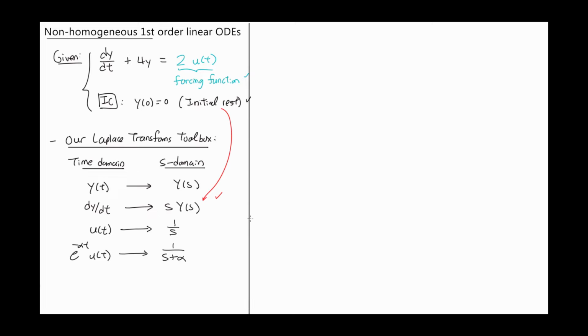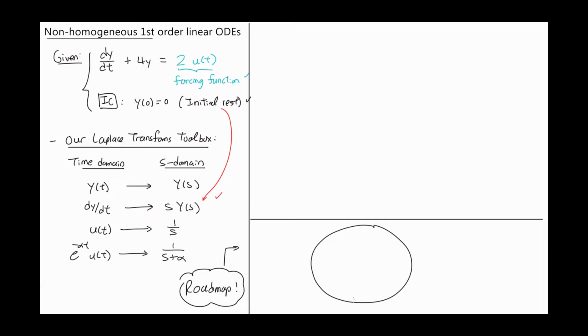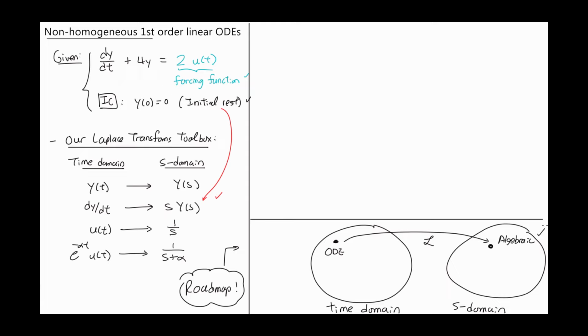Okay, before we go on, let's draw a roadmap so we can keep track of what we're doing. In this blob, we're going to have the time domain, and in this blob, we're going to have the S domain. Right now, we're right here, which is the ODE, and we're going to use the Laplace transform to make our equation simpler. Okay, let's do it.